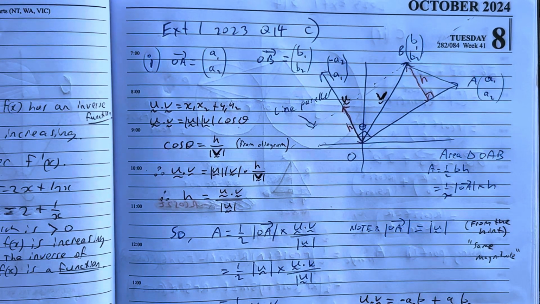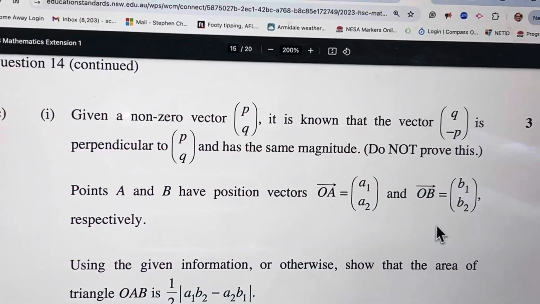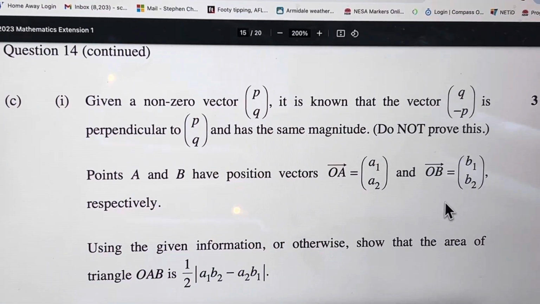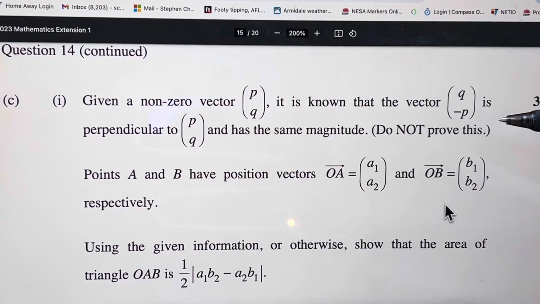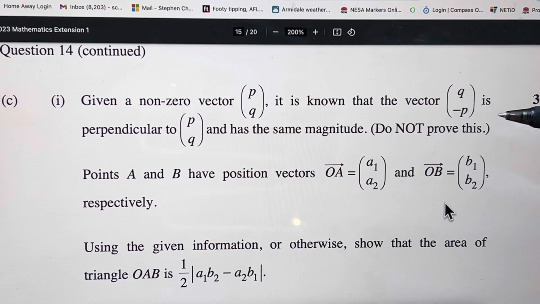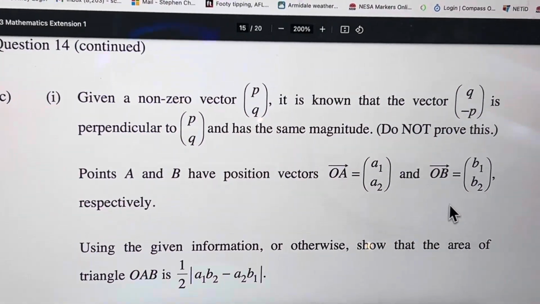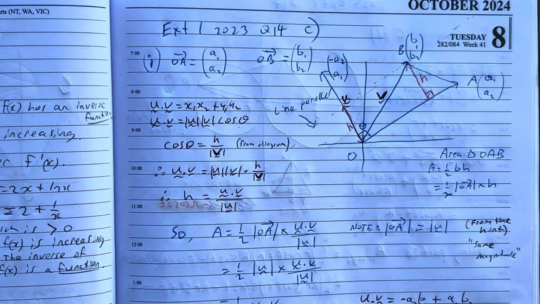Hi everyone, we're going through Extension 1 2023, question 14C. There's two parts to this question, part 1 and part 2. One of the things to make a really good point of is that the examiners have actually given a hint in both parts, which make it really obvious what approach they want you to take.